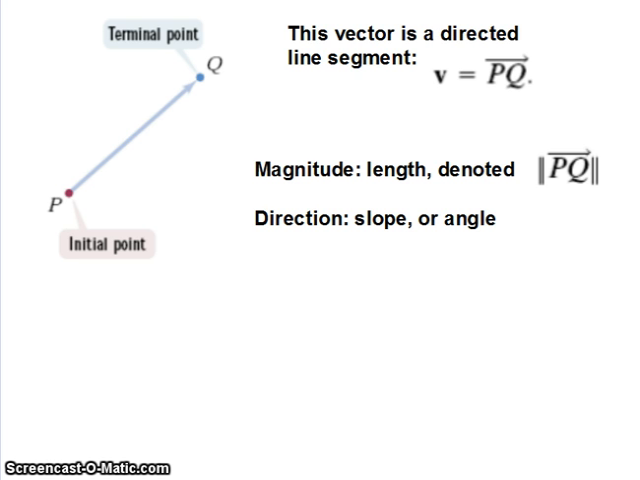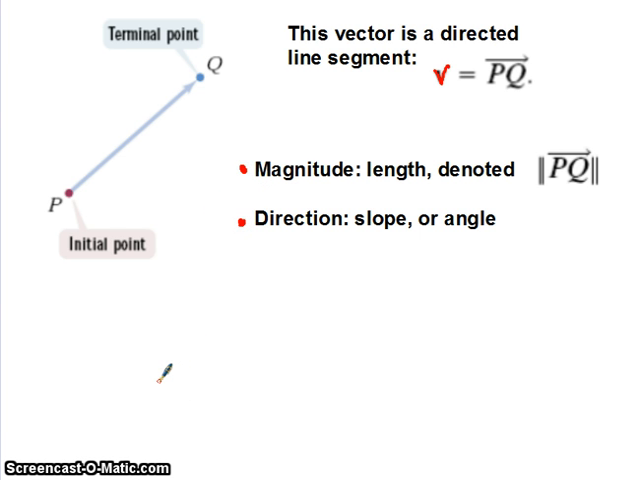A vector is a directed line segment, and here we have a directed line segment. We have an initial point and a terminal point, and that vector is written as v equals PQ. We have a little line over it showing that it is a directed line segment. A vector is defined in terms of its magnitude and its direction.